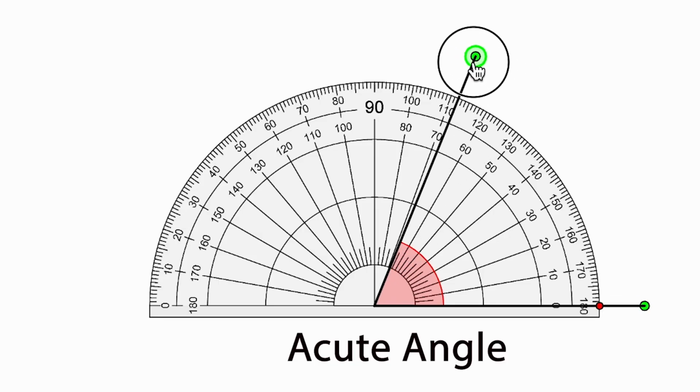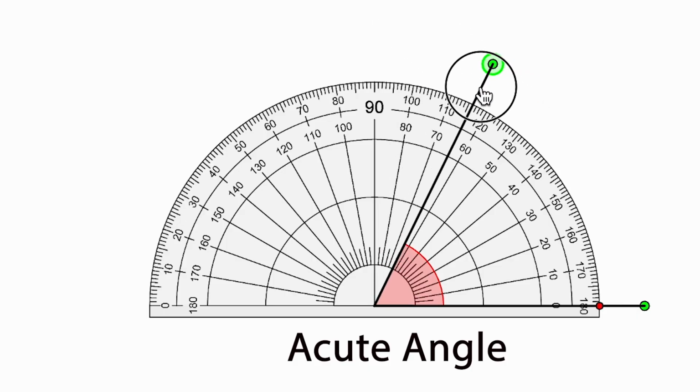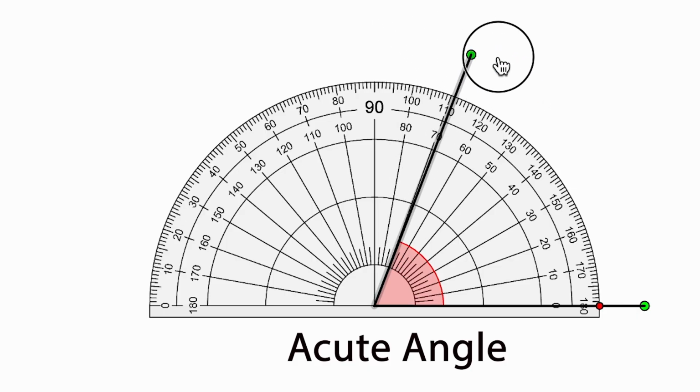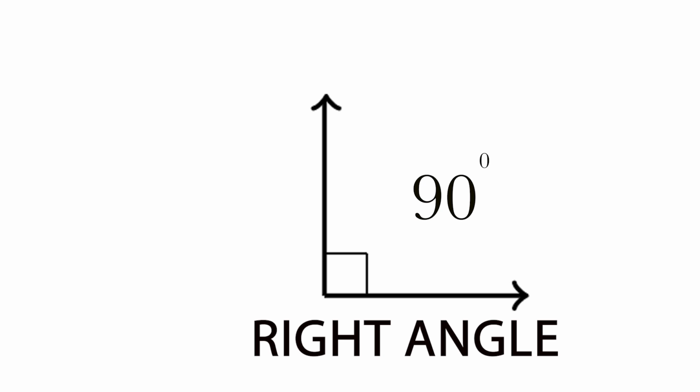An acute angle measures between 0 and 90 degrees. A right angle measures exactly 90 degrees. This is how we do a right angle. See that little box in between the two lines? That means 90 degrees.